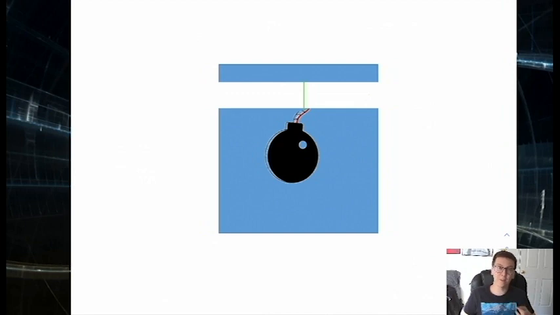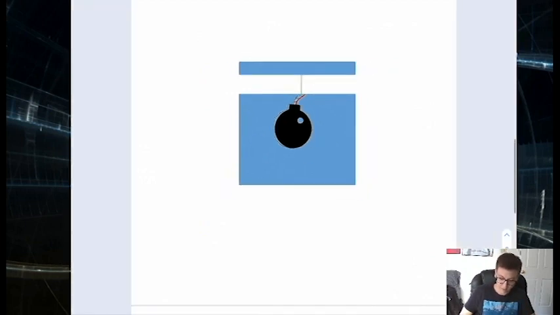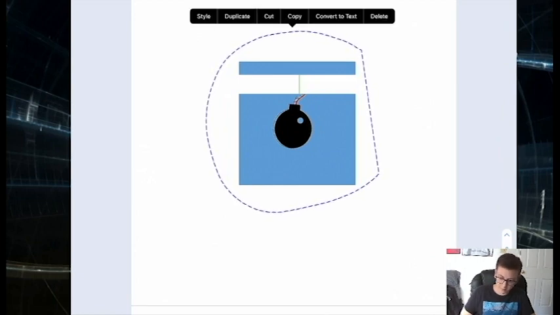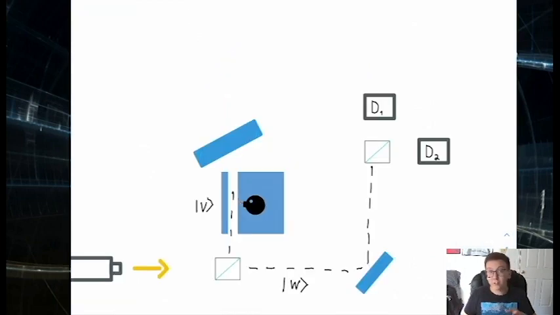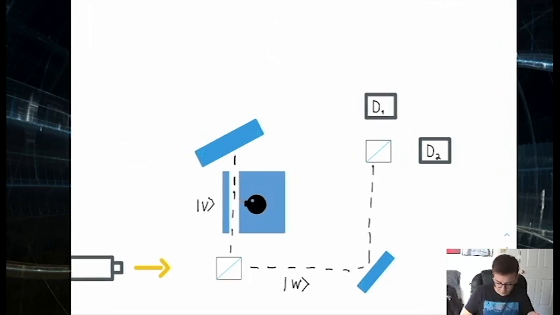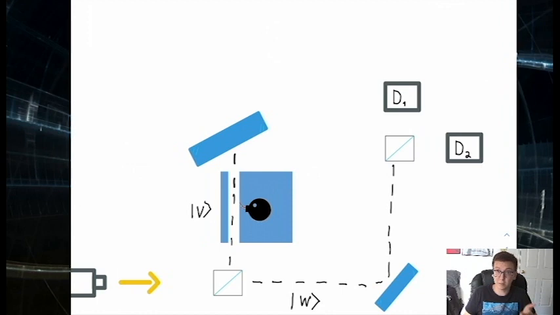That's where the experiment, the Elitzur-Vaidman experiment, comes into place. So let's go ahead and take this bomb and put it in our experiment. Now let's go ahead and place our bomb on path V. Now let's say this is one of our fake bombs, so the photon sensor is missing. That means that any photons can go through our bomb without any problems.